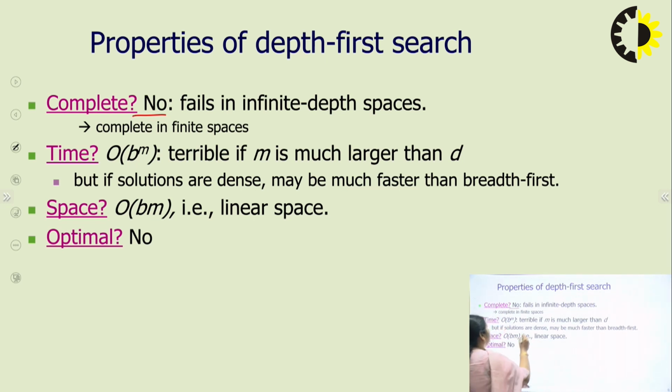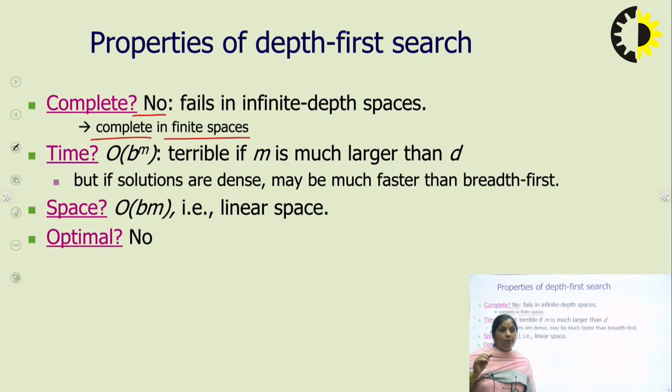Okay, and if it is a finite space, it means M is finite, then DFS is called complete. It means if depth is defined, then it will be complete, otherwise it is incomplete. So in general we say that DFS is not complete. Now an important part is time complexity. What is the time complexity?